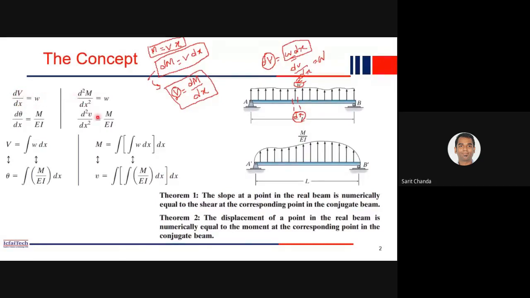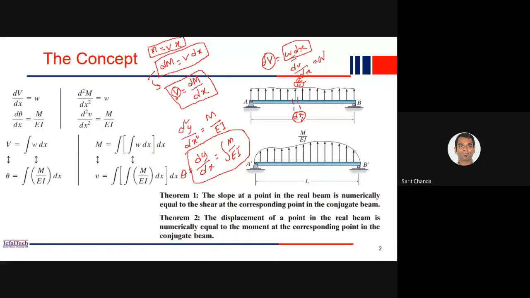Already we have derived the beam equation. What is the beam equation? In the last class we derived it: d square y by dx square equal to M by EI. This is the beam equation we have derived. If you take a single integration, dy by dx, we get the integral of M by EI. So this is the expression we derived in the last class, and theta is basically dy by dx.